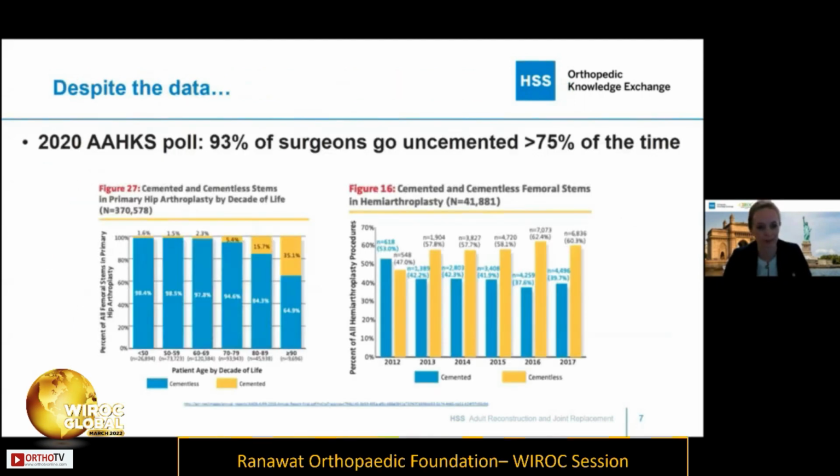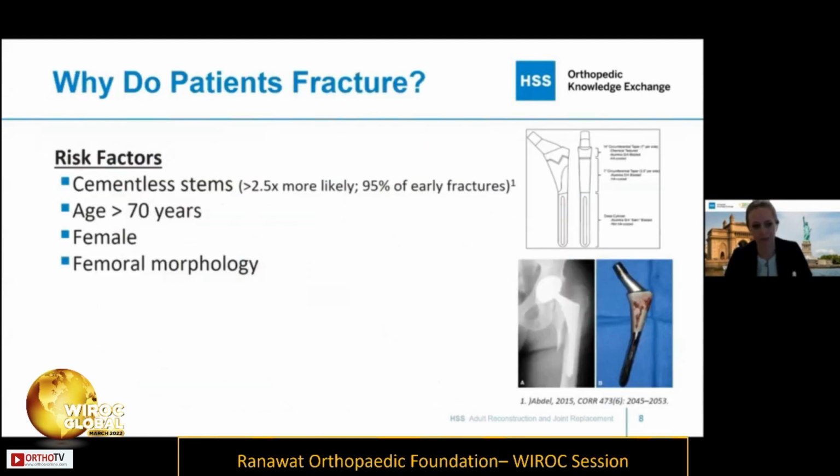Despite this data, the AAHKS poll, so poll of all American surgeons, found that 93% of surgeons go uncemented over 75% of the time. So not that many surgeons are incorporating cement into their routine practice. And I would argue that's probably the biggest thing that we could start doing to lower the rate of periprosthetic fracture. And one thing I'll point out on this slide, if you look at the over 90-year-old group in the US, 65% of patients over 90 are getting uncemented stems, which is a little crazy in my opinion. And I hope to see the cement usage go up in the coming years. So we talked about the main reason I think why patients fracture is cementless stems.